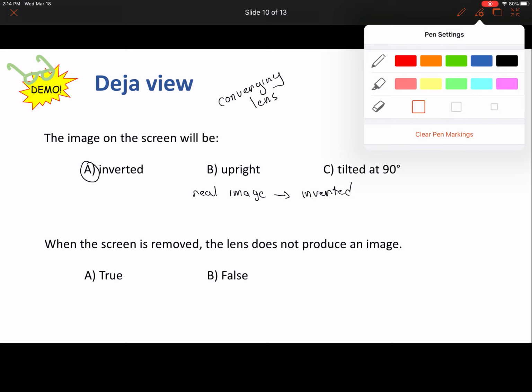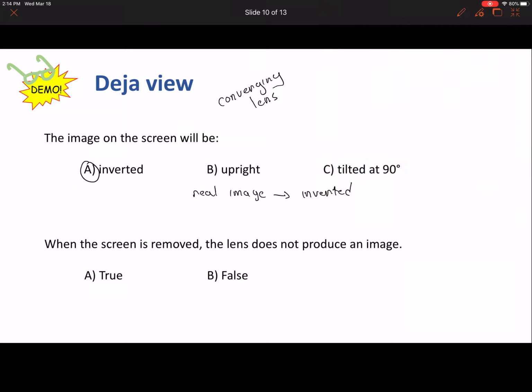Okay. Well, let's think about this topic. Will there still be an image? Yeah, there will be. The screen only intercepts the image. The screen doesn't create the image. The image is still there. The real image is still there. It just isn't being intercepted.